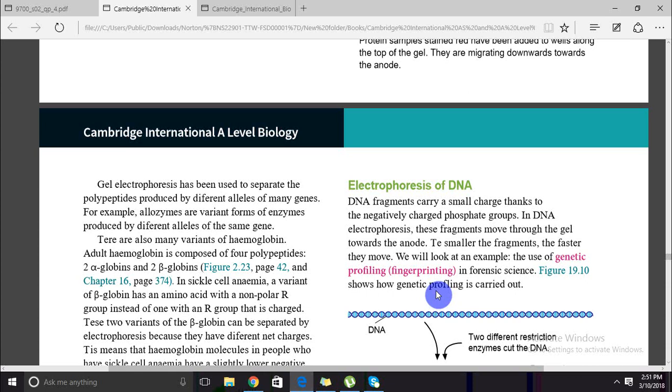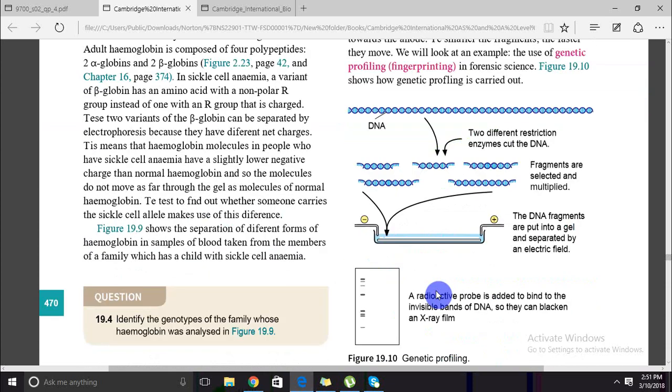We look at an example, the use of genetic profiling in forensic science. Figure 19.1 shows how genetic profiling is carried out.